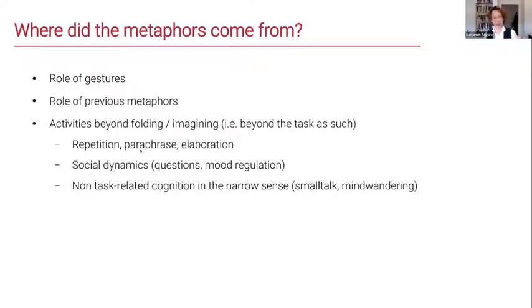Things like repetition, paraphrase, elaboration, a lot of things that just happen naturally in social communicative situations. Asking questions, affective regulation, like you see that the other person is a bit confused, and so you try to say it again in a different way, or you make a little joke which gets you onto some form of tangent. Non-task related cognition, like small talk, mind wandering. I mean, like I said, the crocodile thing occurred to them in a chat that wasn't goal directed at all in that moment, but a few moments later they could make use of it.